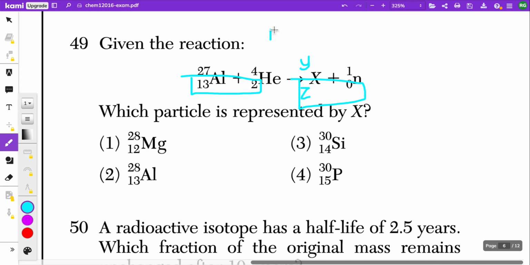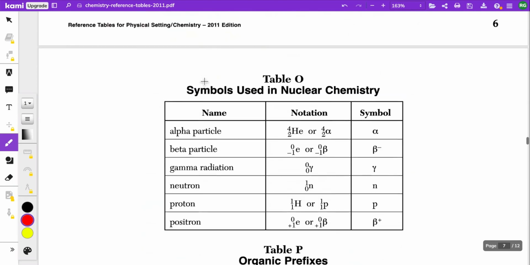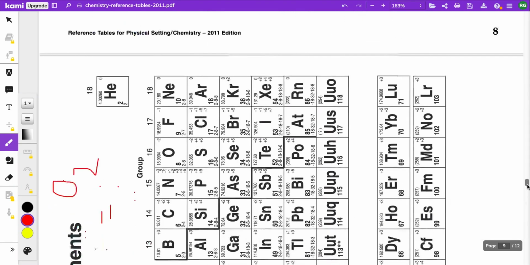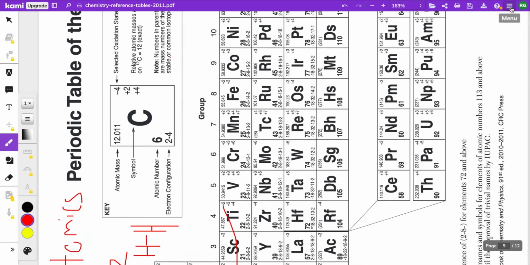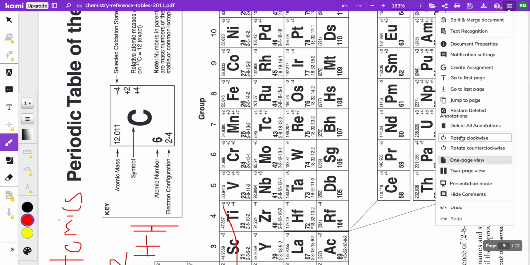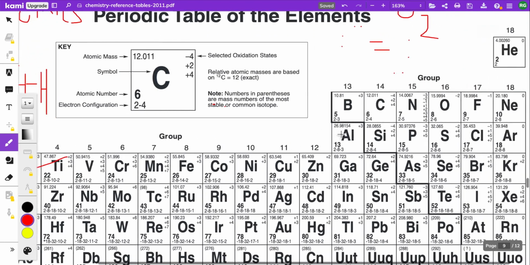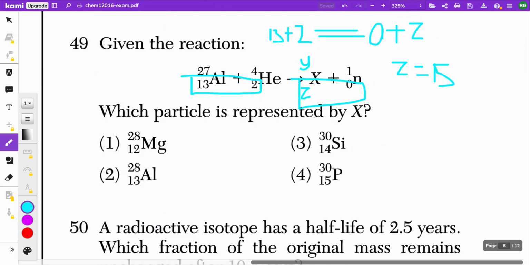We know that 13 plus 2, that's the stuff on the left side, has to equal 0 plus Z. Therefore, Z has to be 15. So our atomic number is 15, and element 15 is phosphorus. So we already know that this is going to be P, 15.